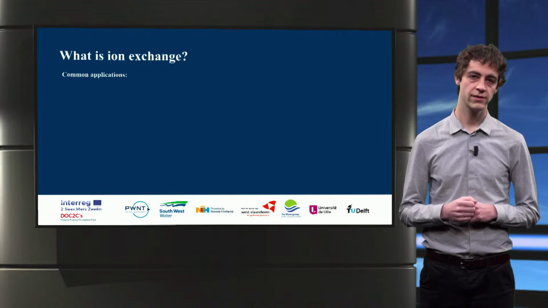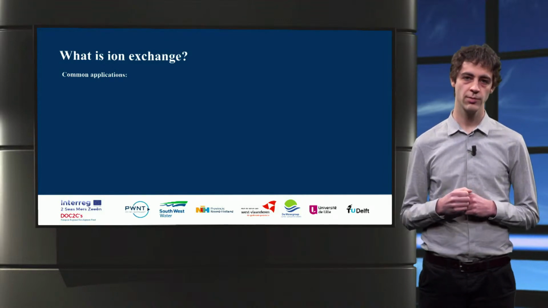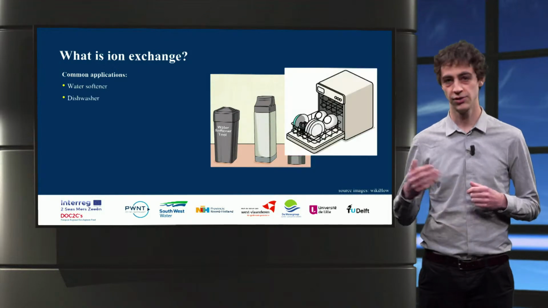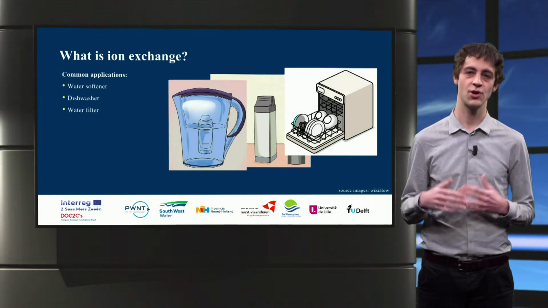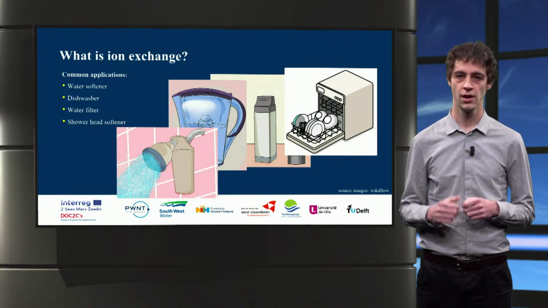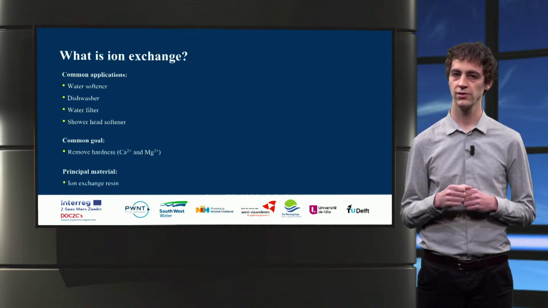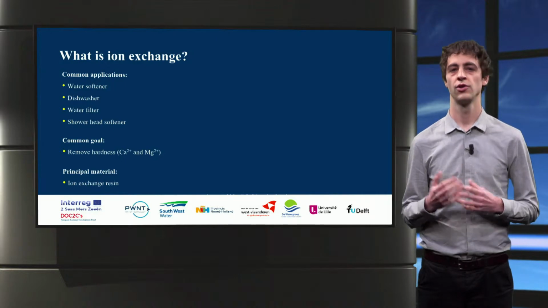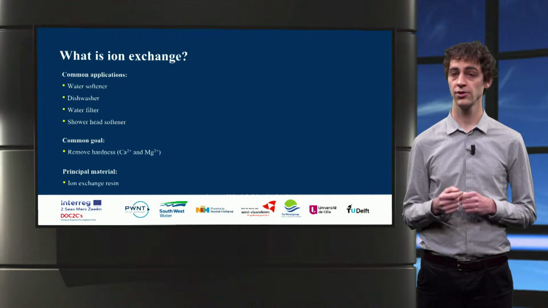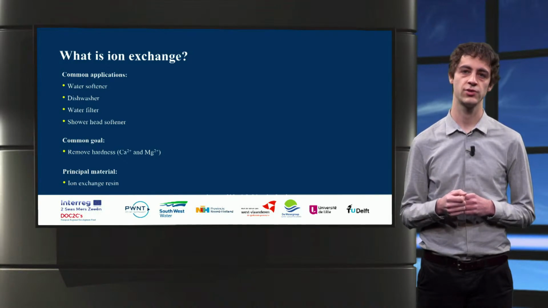First, what is ion exchange? You probably already use this technology in your home, for example, in your water softener, in your dishwasher, in your water filter, or perhaps you even use one of these special shower head softeners. The common goal of these appliances is to remove hardness from water, so the calcium and magnesium ions are removed. The material used for this is called an ion exchange resin.